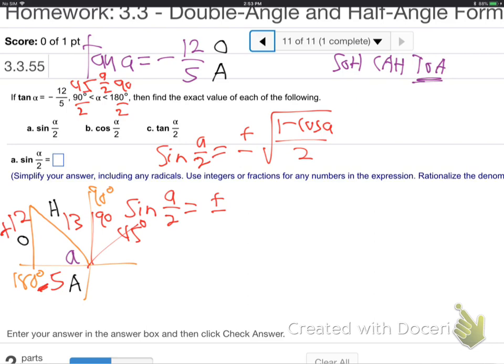Yeah, but when we get to the cosine, it would have been a problem when we get to part B. They're all going to be positive in the first quadrant. Did you follow that? Does that make sense?